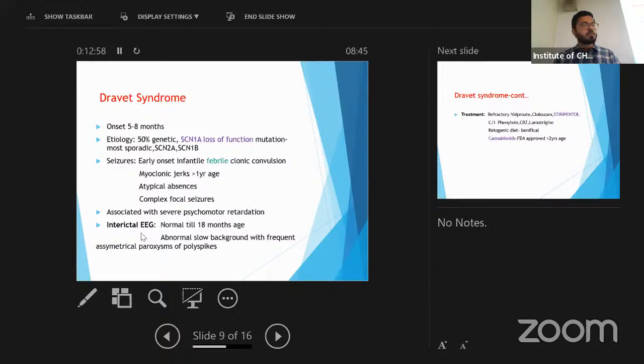Interictal EEG, there is no specific finding, but it is usually normal till 18 months of age. But we can then see an abnormal slow background with frequent asymmetrical paroxysms or polyspikes.